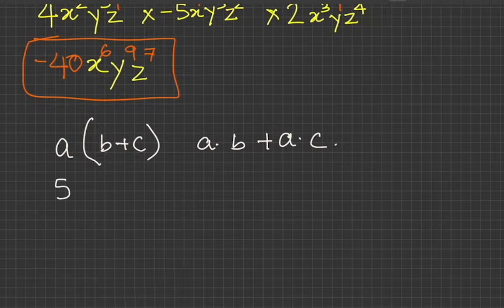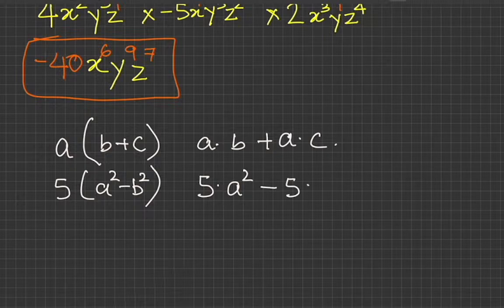So let's take one example. I have 5 times a squared minus b squared. So how do we do this? So 5 times a squared minus 5 times b squared. So it is 5a squared minus 5b squared. They are unlike terms, so I leave it at that. Got it? Okay, let's take another one.